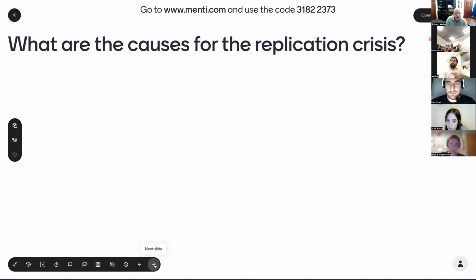So what do you think are the causes for the replication crisis? Maybe not giving enough information about what you did in your experiment? Definitely, that's part of it.